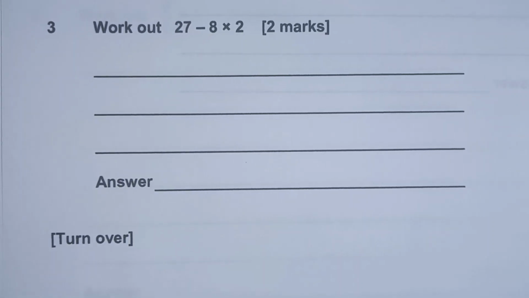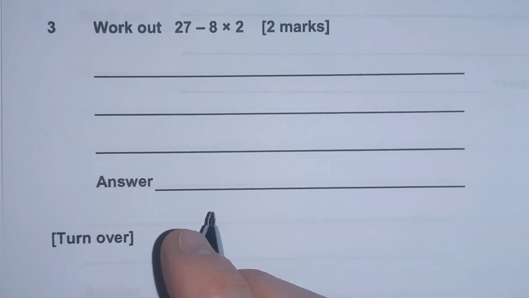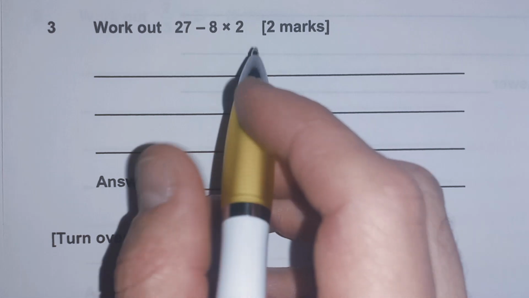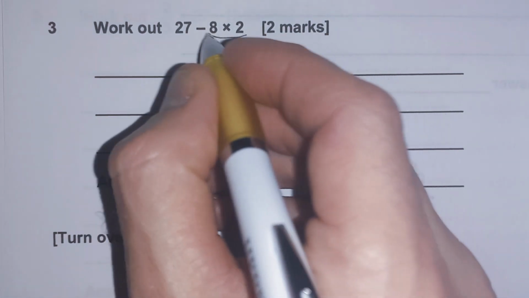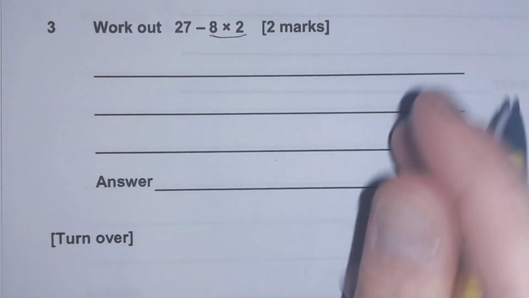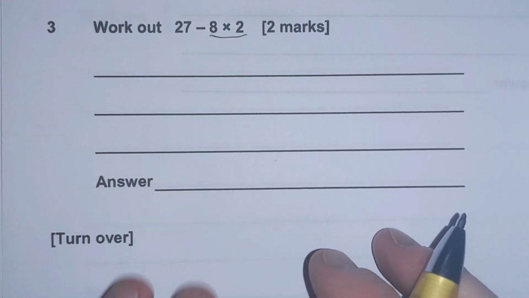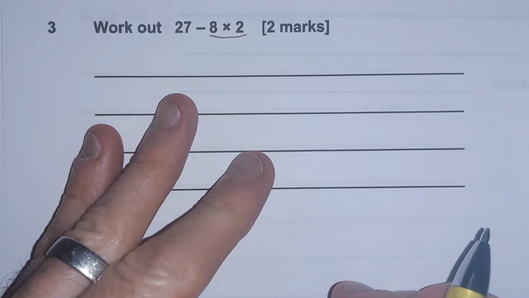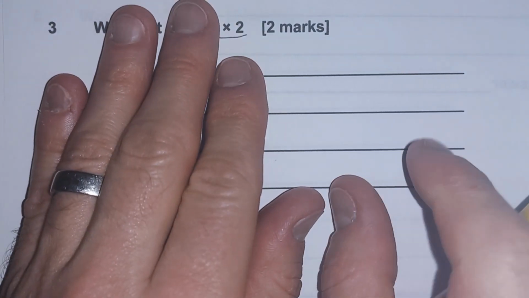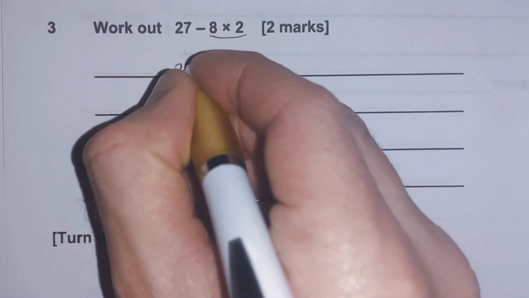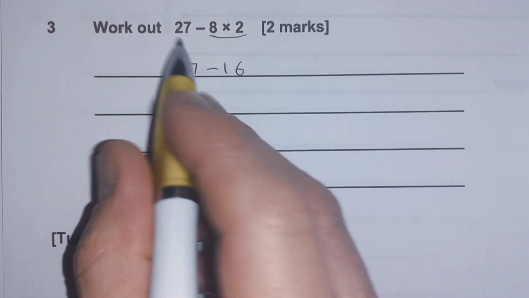Question 3. Work out 27 minus 8 times 2. So this is all about knowing what order to do things. If you remember your BIDMAS rules, the multiplication needs to be done before the subtraction. So 8 times 2, or let's do it with 8 2s. We'll do 8 2s. So 2, 4, 6, 8, 10, 12, 14, 16. So instead of the 8 times 2, we can write 16. But we've still got the 27 first.